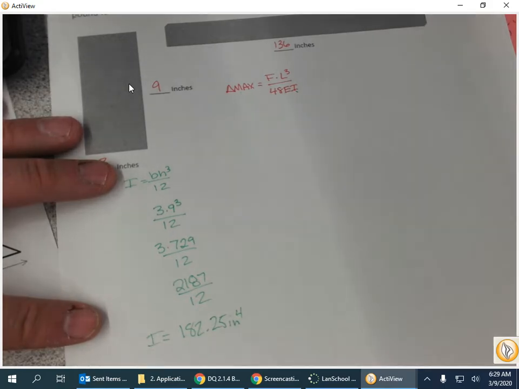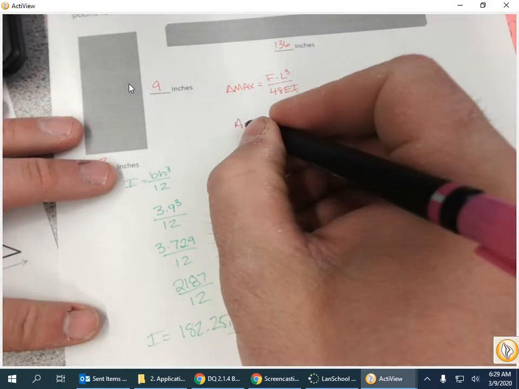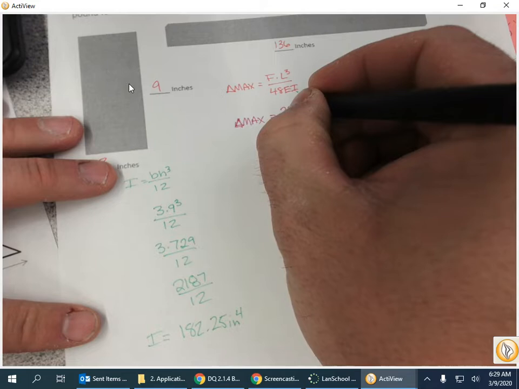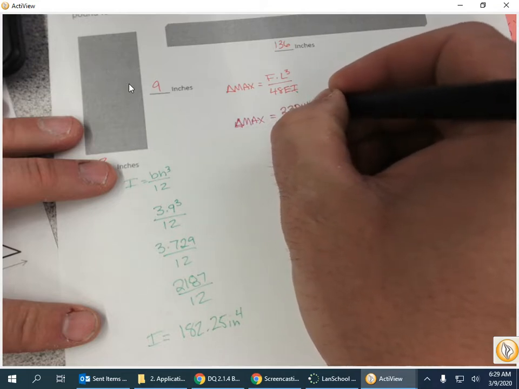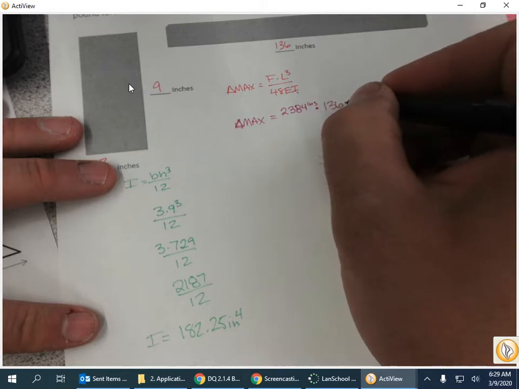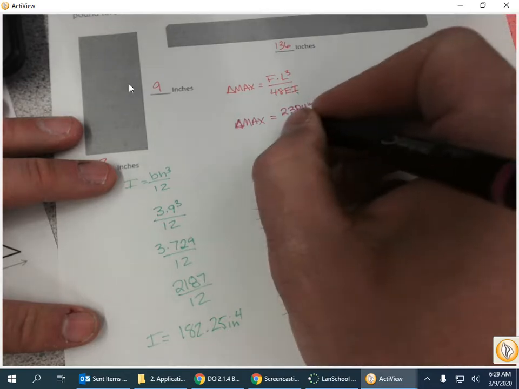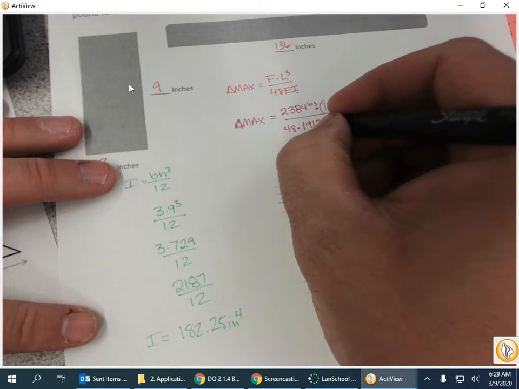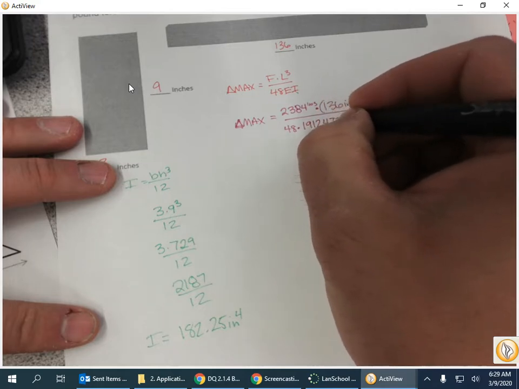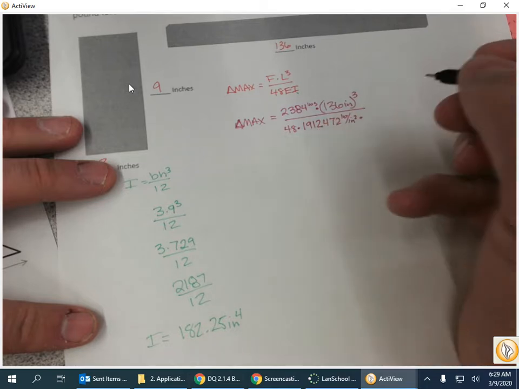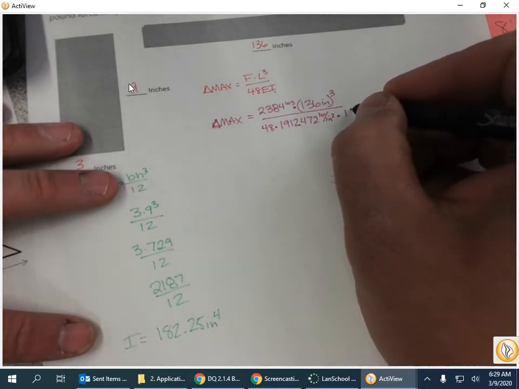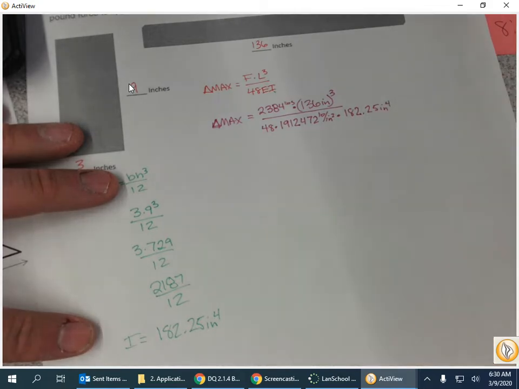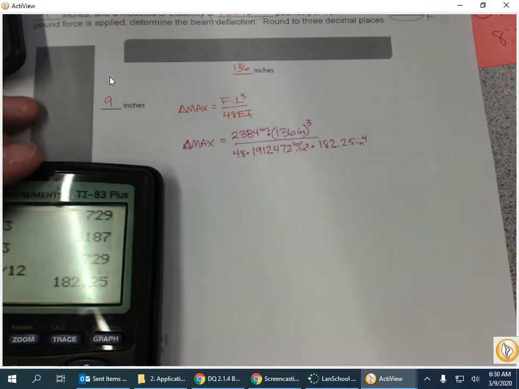I'm going to plug it in along with everything else. So delta max is equal to 2,384 pounds times the length, 136 inches to the third power, divided by 48 times 1,912,472 pounds per inch squared, times I, which is 182.25 inches to the fourth power. All right, that's a lot to work through, so let's go one by one.